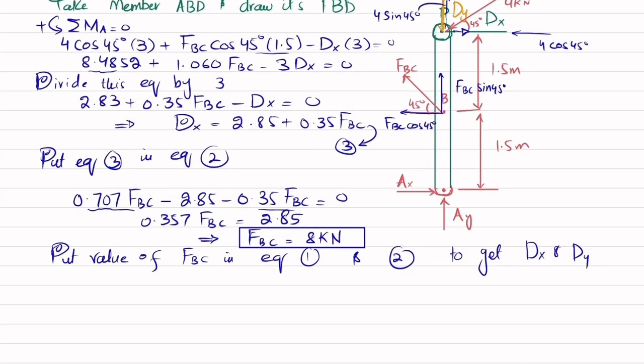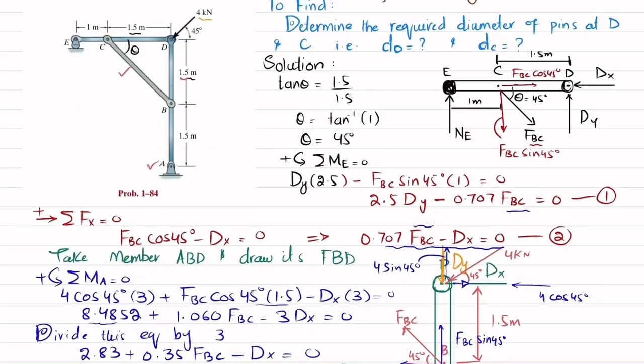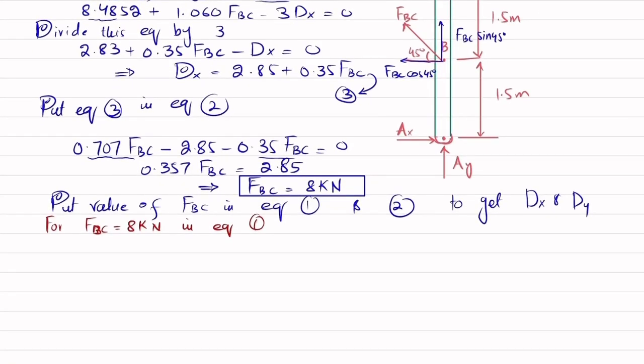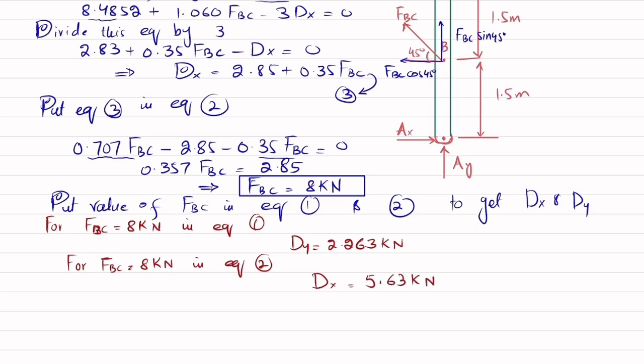So we put FBC is equal to 8 kilonewton in equation number 1. What is equation number 1? You can check it. Equation number 1 is this one, clear. This one is equation number 1. So when you put it, you will get dy will be equal to 2.263 kilonewton, and for FBC is equal to 8 kilonewton in equation number 2, you will get dx, and dx is 5.63 kilonewton.